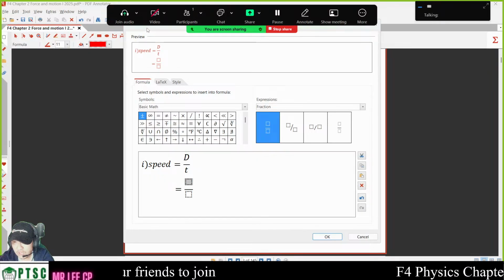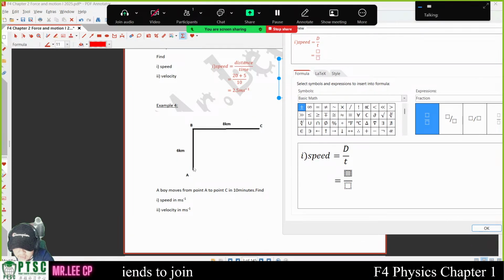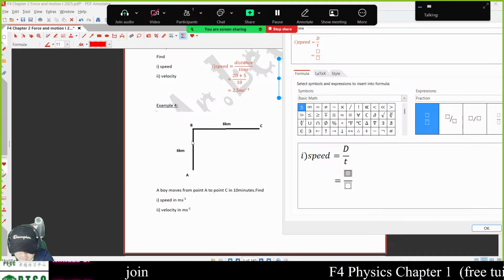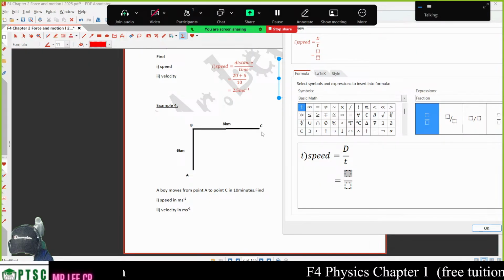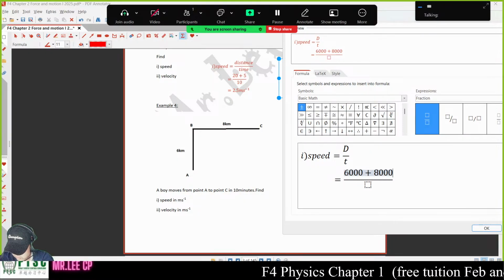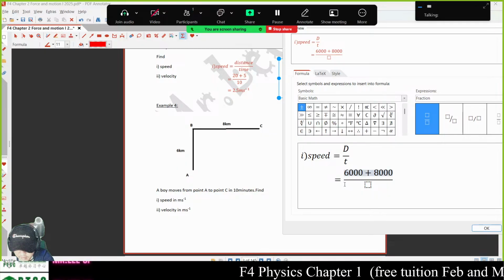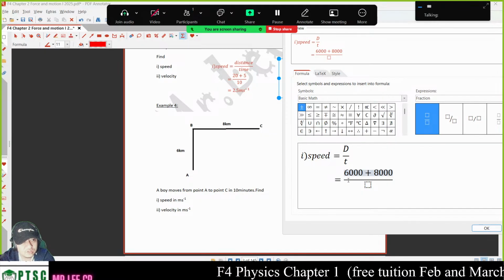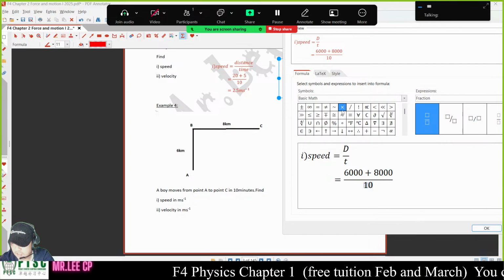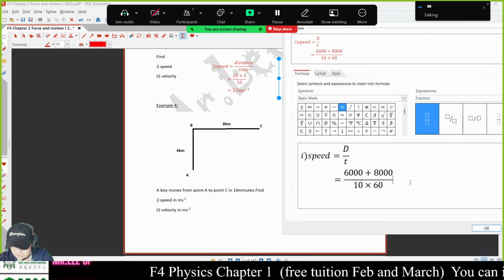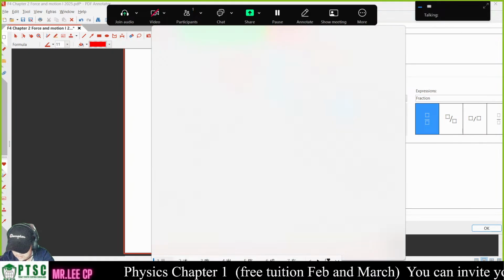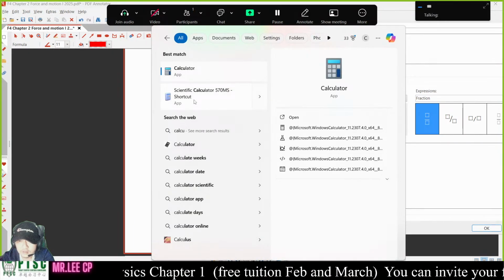So how much is the distance here? Distance is you have to add them up. So you add 6,000, 6 km is 6,000, and then add 8,000 meters, divided by time. 10 minutes, you cannot use minutes, so change it to seconds. So 10 times 60. So this is your speed: 14,000 divided by 600.